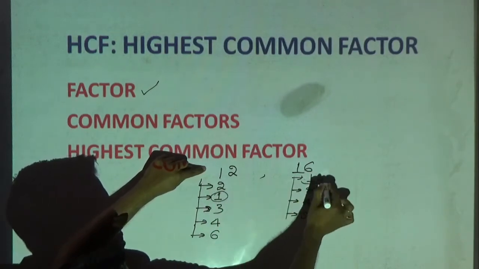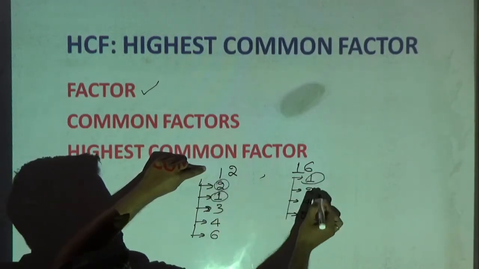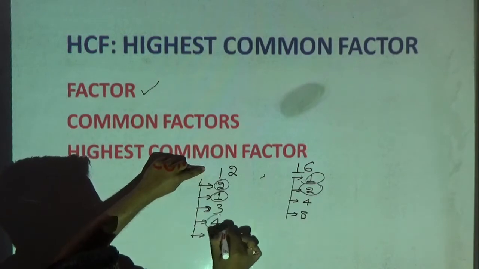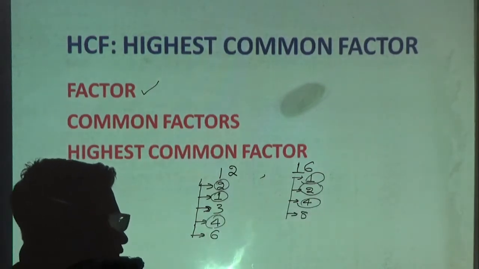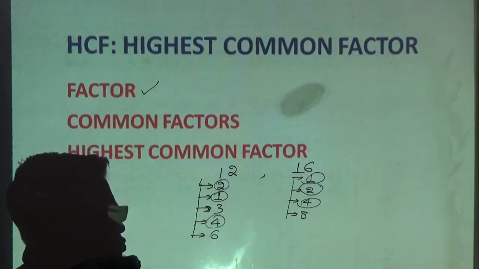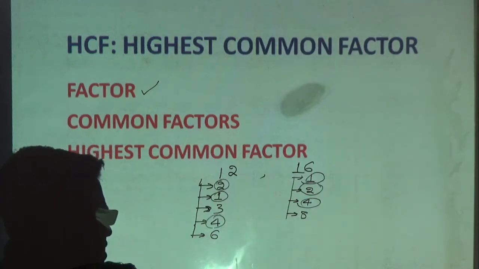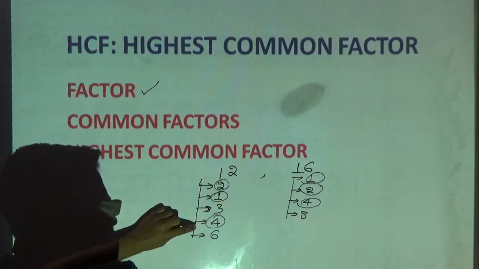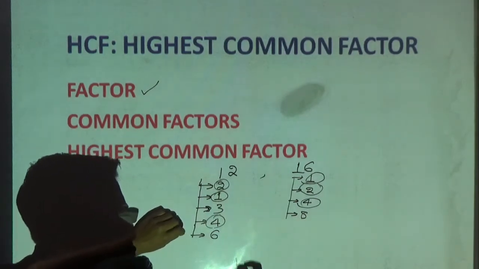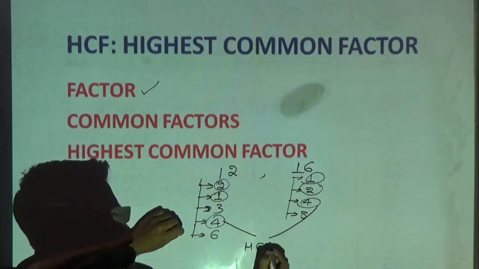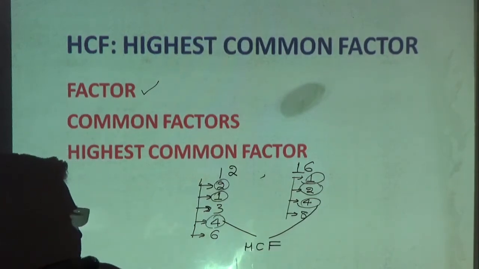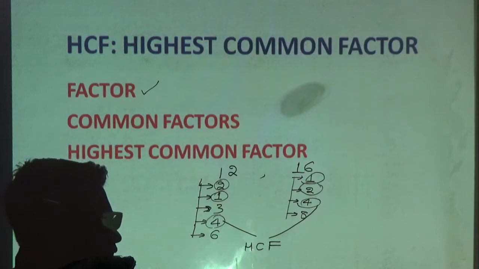In these two numbers, which are the common factors? 1 is a common factor. 2 is a common factor. 4 is a common factor. Correct? So these are called common factors, the factors which are common in those two numbers. Among your common factors, which is the highest? 4. Therefore, this 4 is called the highest common factor. That is your HCF.